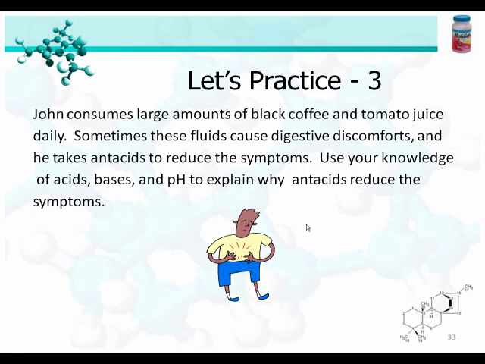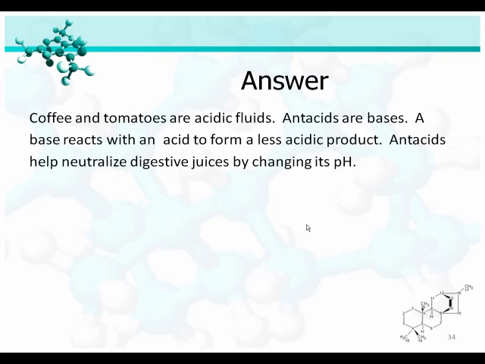Let's practice. John consumes large amounts of black coffee and tomato juice daily. Sometimes these fluids cause digestive discomforts, and he takes antacid to reduce the symptoms. Use your knowledge of acids, bases, and pH to explain why antacid reduces the symptoms. Your answer: coffee and tomatoes are acidic fluids. Antacids are bases. A base reacts with an acid to form a less acidic product. Antacids help neutralize digestive juices by changing its pH.